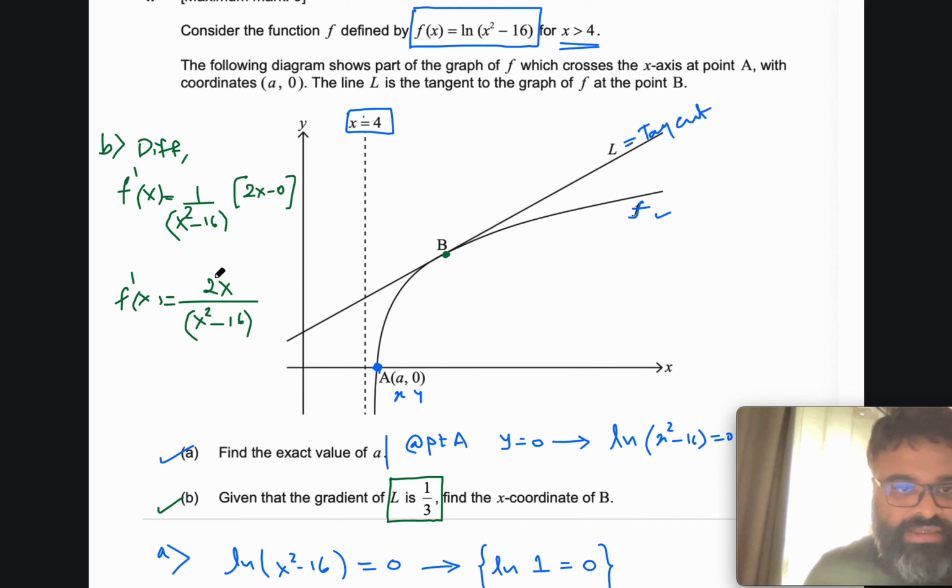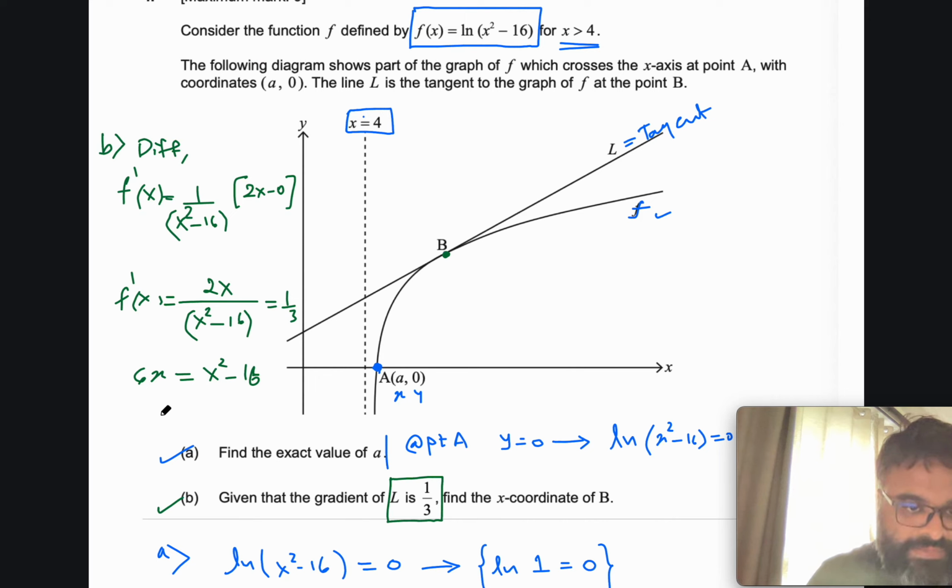And we know that at B the tangent has slope, the gradient is 1 over 3. So you know this is 1 over 3. Now you just have to simply solve this. So cross multiply here. So you get 6x is equal to 3 times 2, 6x, x square minus 16, and then you get this as x square minus 6x minus 16 is equal to 0.